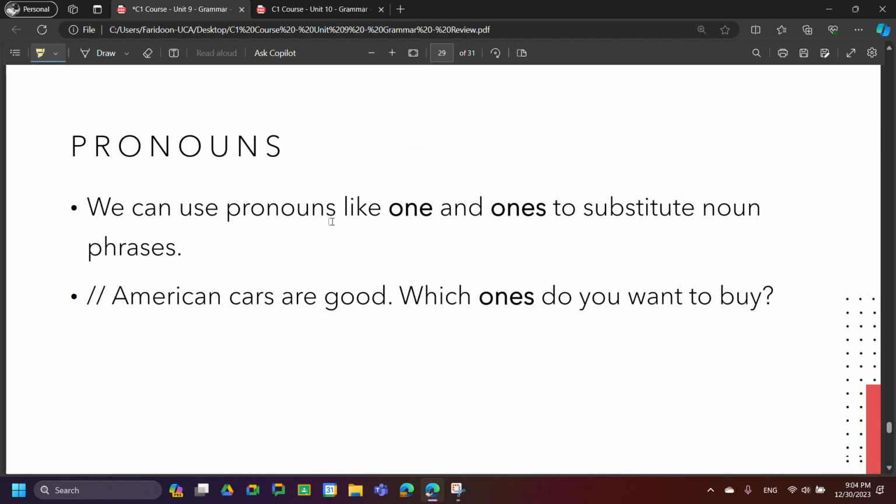Okay, we can use pronouns like "one" and "ones" to substitute noun phrases. Example: American cars are good. Which ones do you want to buy? So which ones? Which ones of the American cars, right? Do you want to buy?